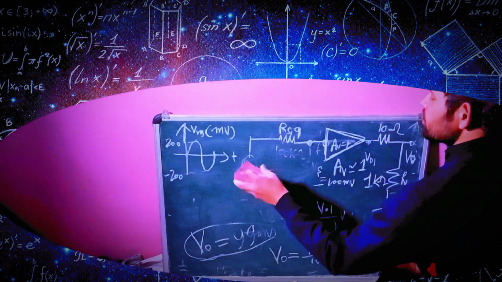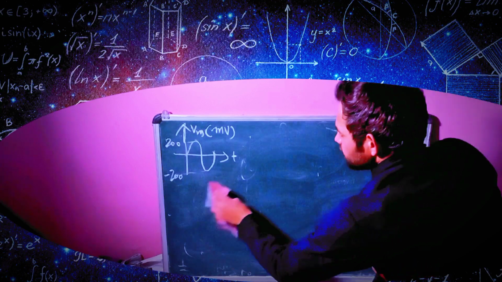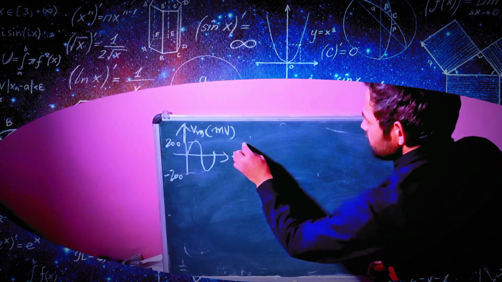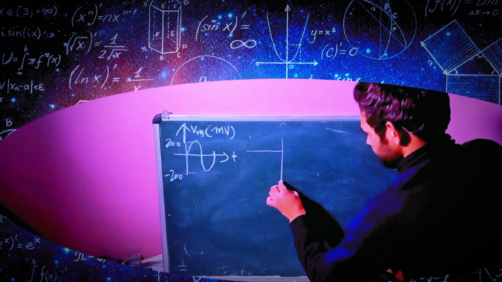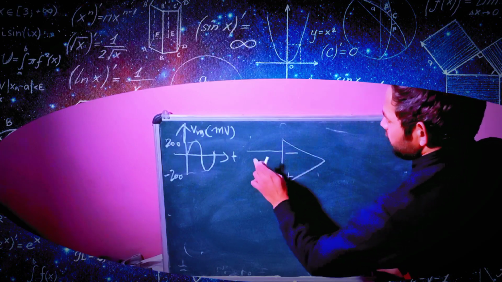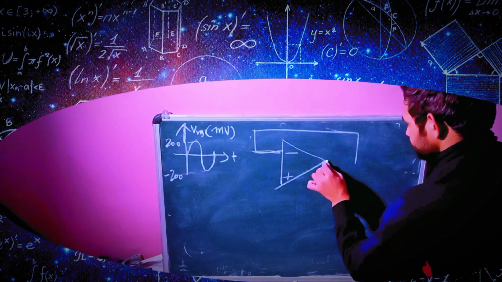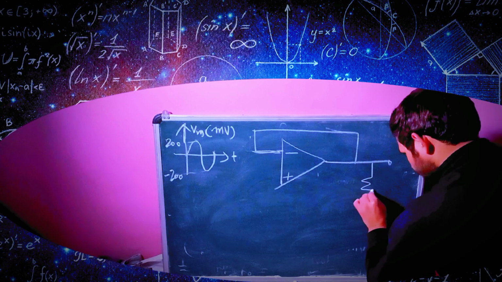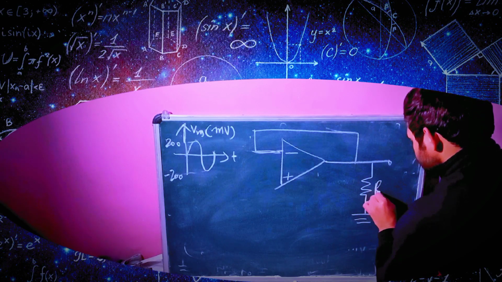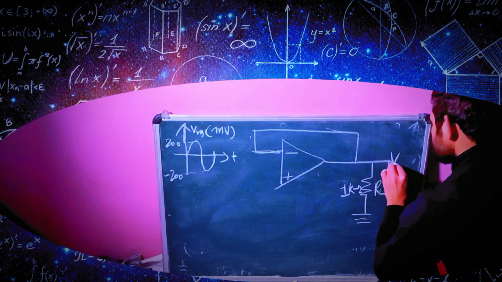We will see the unity gain buffer amplifier. Yes, the unity gain buffer amplifier that you might have seen. This is my unity gain buffer amplifier. This is positive, this is negative here, and this is my unity gain buffer amplifier. And this is what? Load. Yes, load resistance of 1 kilo ohm, and this is my V0.